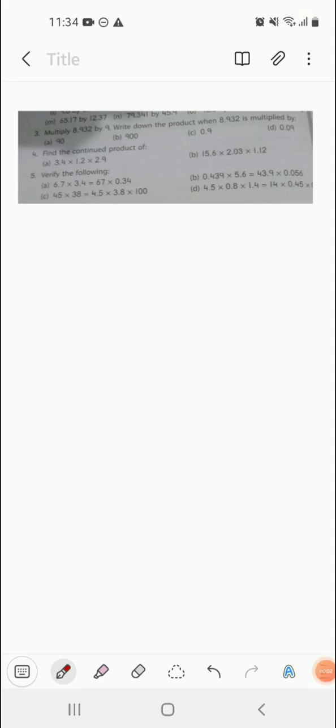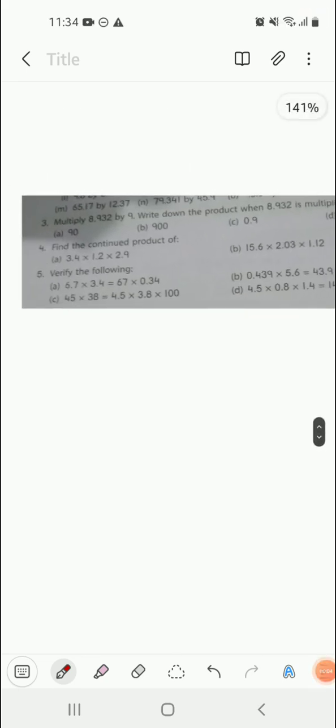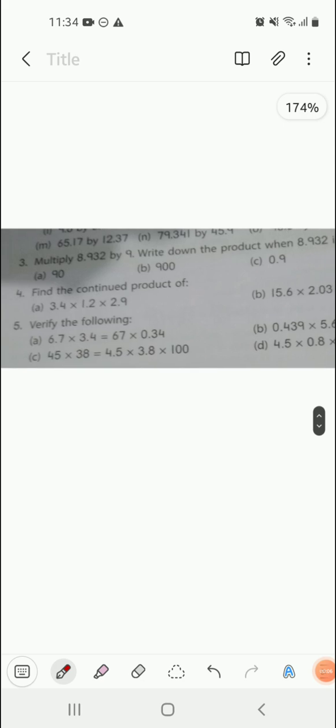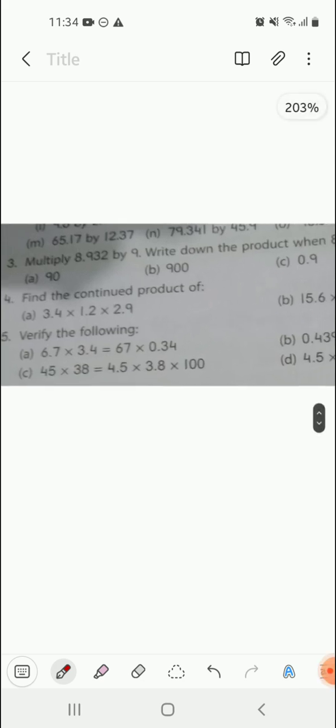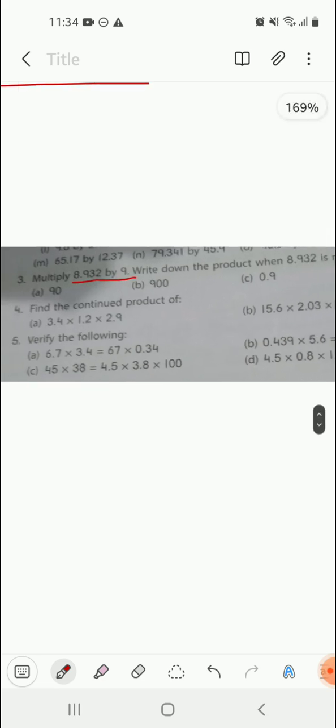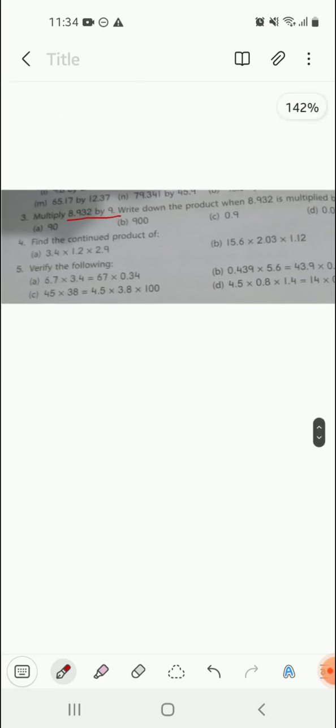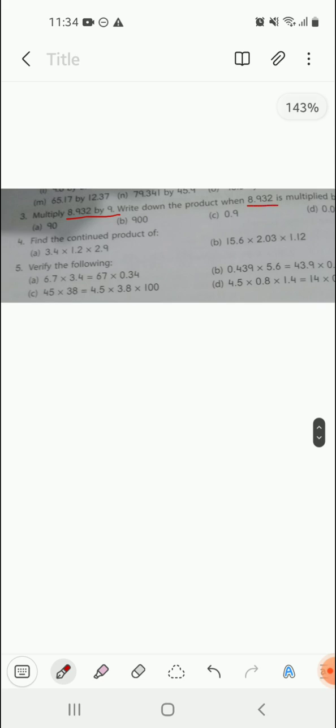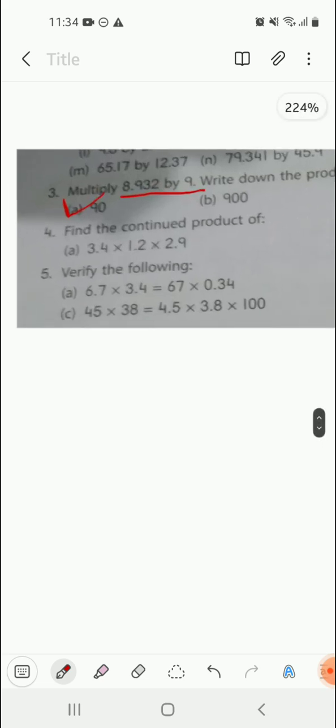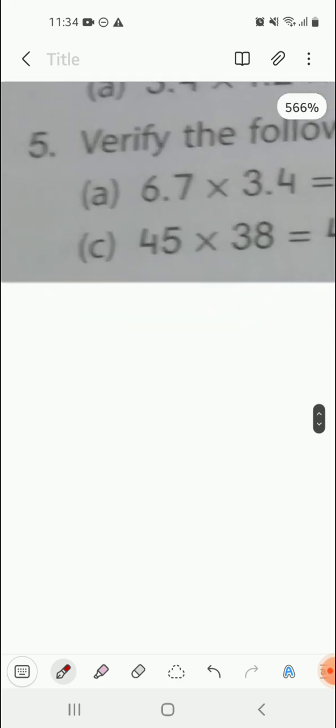Today's topic, we are going to discuss some mental maths from decimals. See, question number 3. Multiply 8.932 by 9. Write down the product when 8.932 is multiplied by 90. So first step is multiply 8.932 by 9.